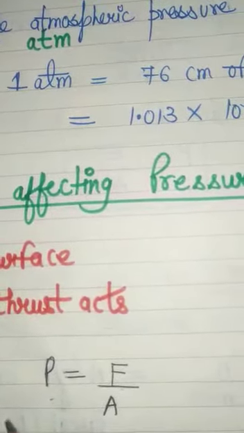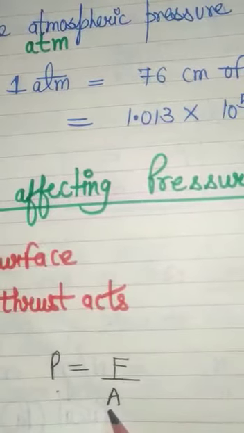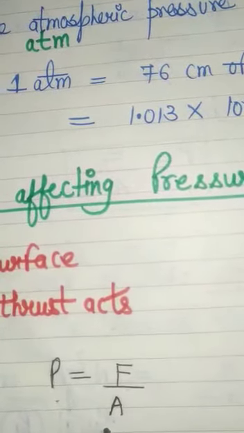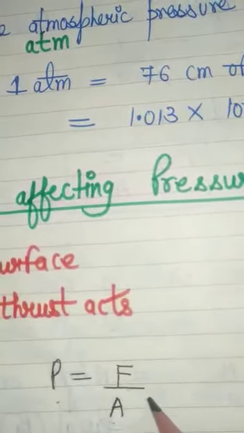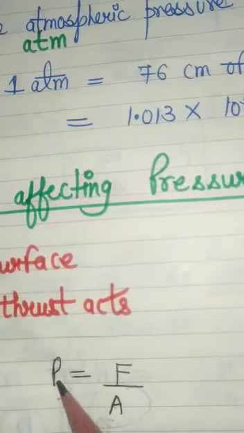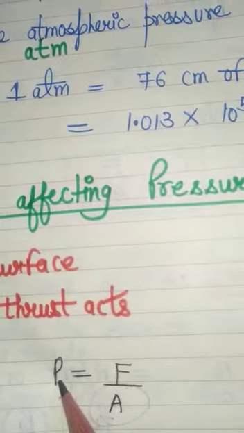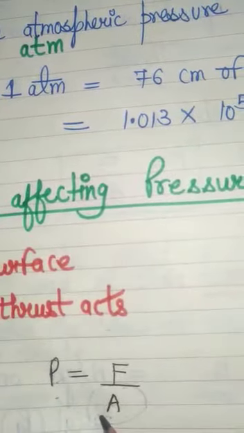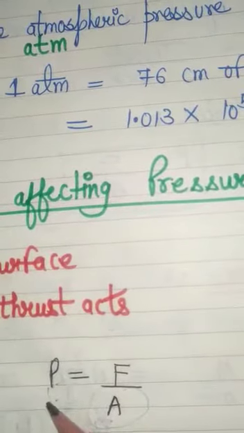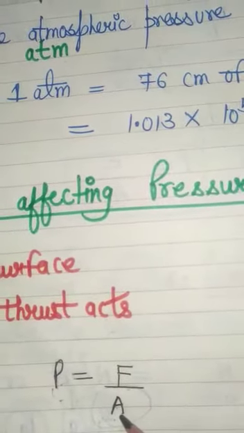Now the first thing is how pressure depends upon the area of contact. Here I have given you the example of a boy standing on sand. Okay, so the same thing is here. If the surface area is more, in that case pressure will be less. Okay, it means the more the surface area, the less will be the pressure, and the less the surface area, the more will be the pressure.